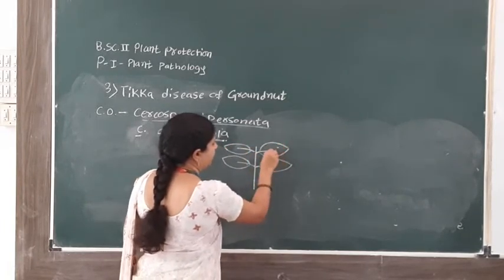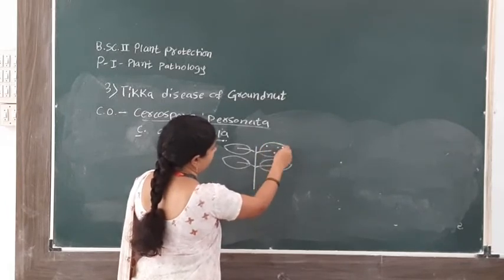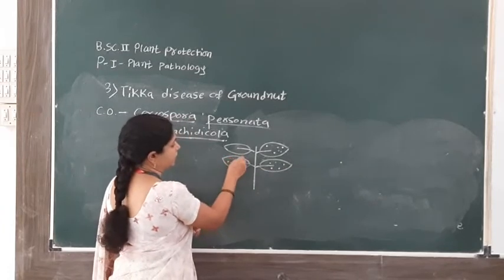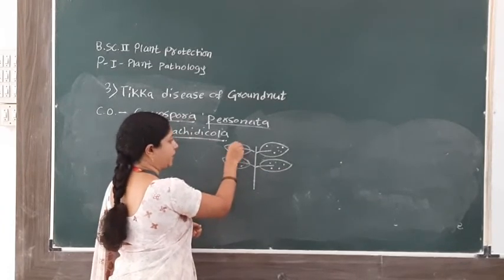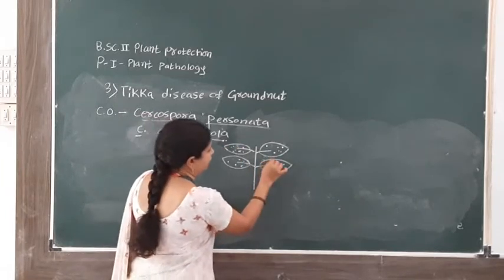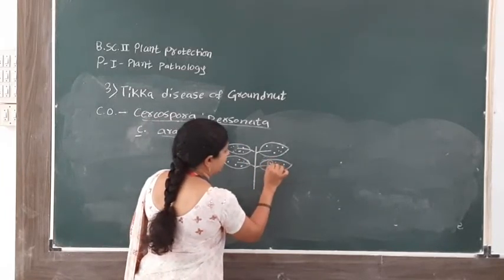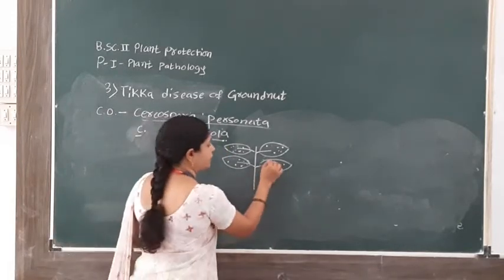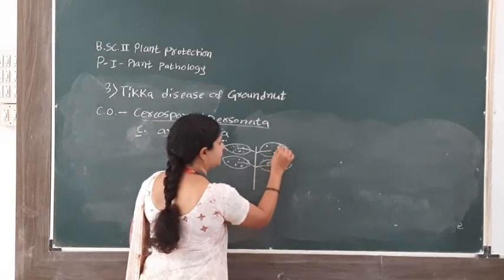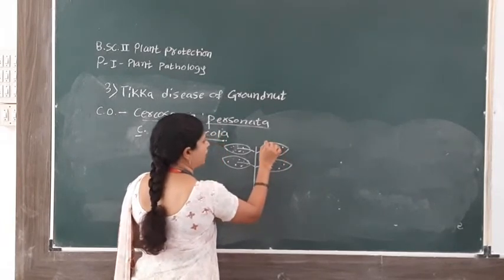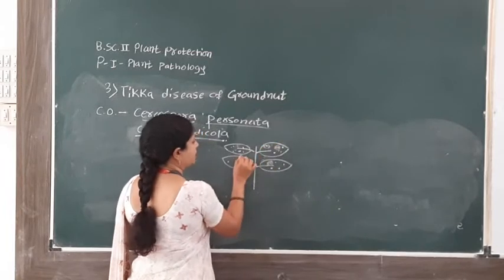The rust and tikka disease appear on the lower side of the leaves, and in severe conditions they appear on the upper side of the leaves also. When we see the leaf, it shows a yellow halo in the vicinity of the disease, like this. The diseased spot gets surrounded by this yellow halo.